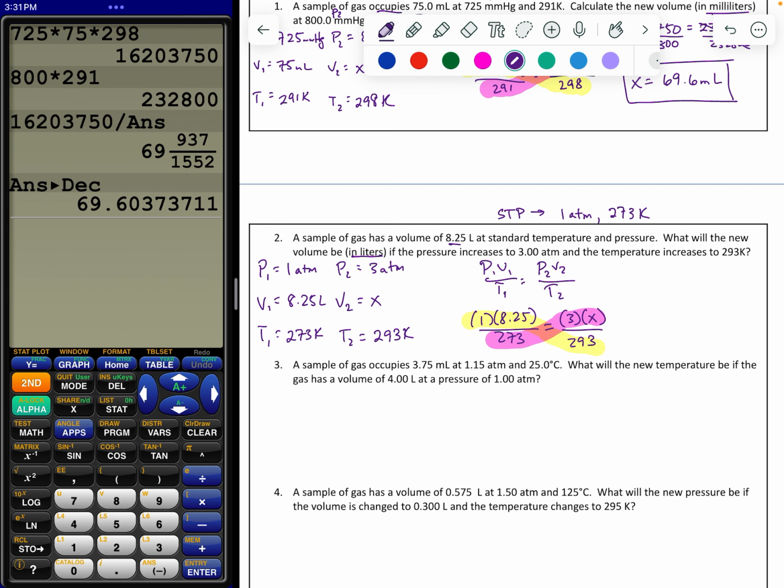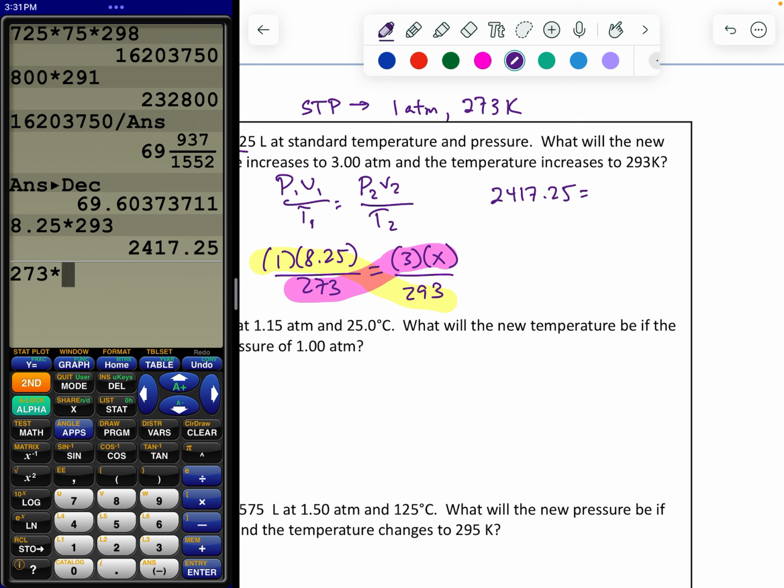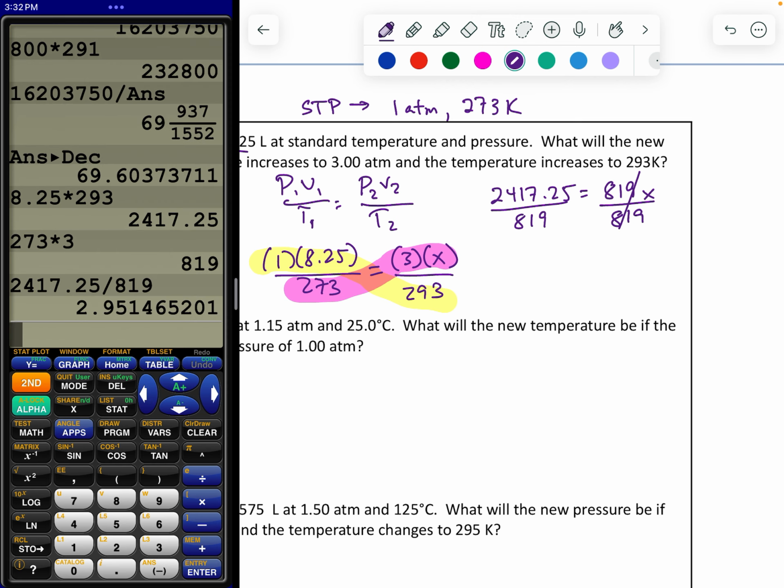I like to multiply the side of the equation that has no variable first, so we have 8.25 times 293, right? Ignore the 1. That's 2417.25, and this is going to be 273 times 3, which is 819x. Divide through by what's associated with the variable that you're looking for. So we have 2,417.25 divided by 819. That gives us an x value of 2.95.